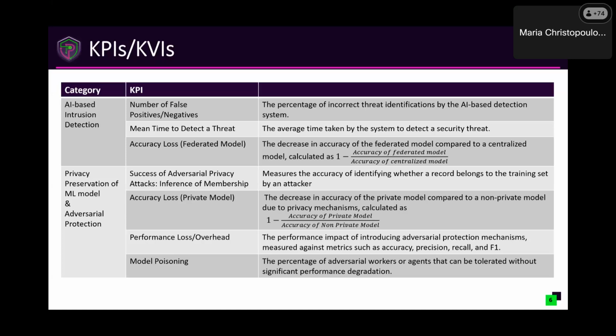We also have the performance loss and overhead when we are introducing adversarial protection mechanisms, where we can use the typical metrics: accuracy, precision, recall, and F1 score. And finally, we also suggested a model poisoning related KPI, which has to do with the percentage of adversarial agents that the system can tolerate without significant performance degradation.